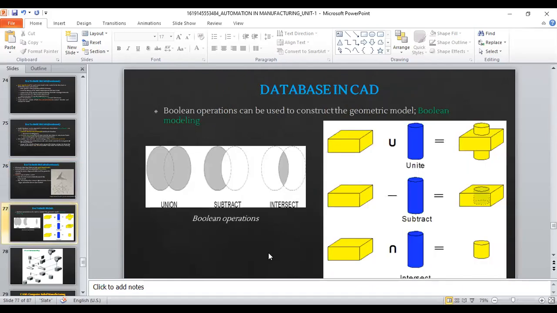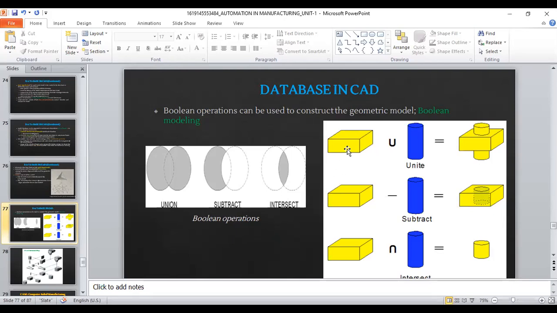And Boolean operations can be used to construct the geometric model. Okay, Boolean modeling is what we call it. So you see here, these are three operations you have. Okay, Boolean operations: union, subtract, intersect. Union, subtraction, intersection, we can say. Okay, we have seen this, right, in Venn diagrams, right? You have A union B, A minus B, and A intersection B, right? We have learned this kind of technique in mathematics. So that's what we are calling Boolean operations.